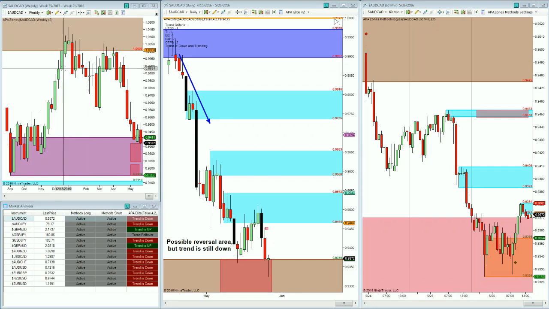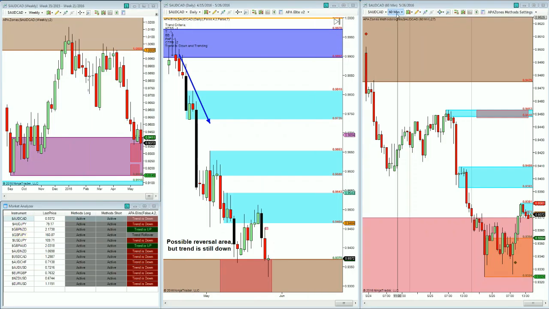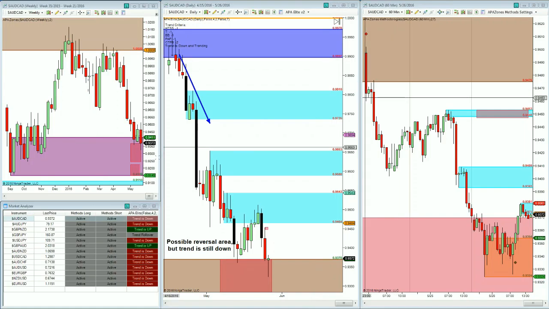So we are using a weekly, daily, and 60-minute, sometimes 240-minute or 4-hour chart as we're looking at all these different instruments, and we're just going to go from a top-down perspective. So let's go ahead and get started here on the Aussie CAD.